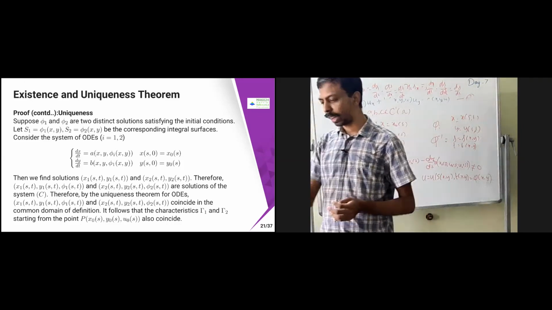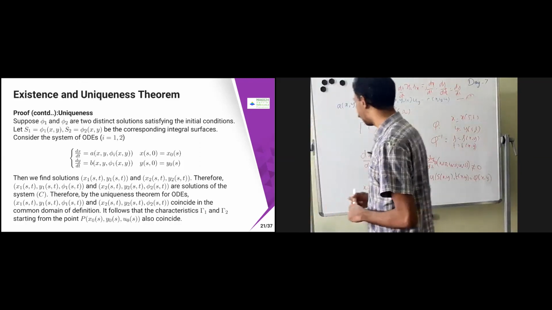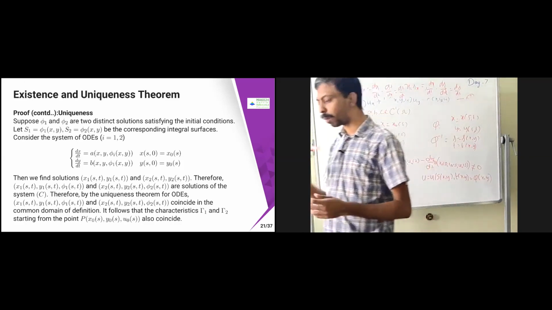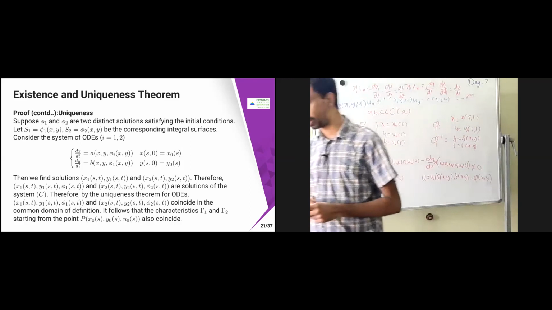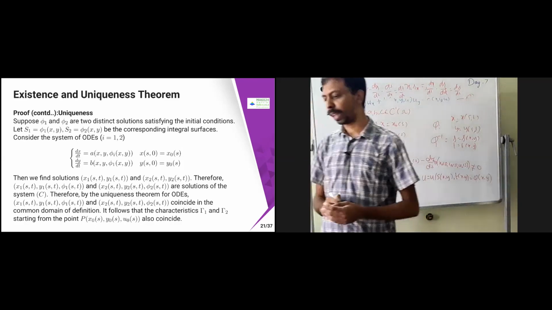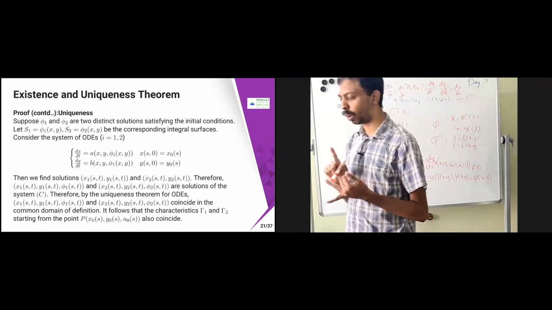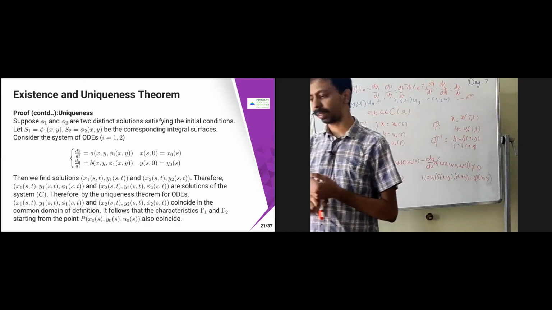Now once again take this system of ODEs: dx/dt equals a(x,y) into φ, where instead of u I am putting φ1(x,y) and φ2(x,y). The second one is dy/dt equals b(x,y,φ). Then what you will find? We will find two solutions: x1(s,t), y1(s,t), and again x2(s,t), y2(s,t).